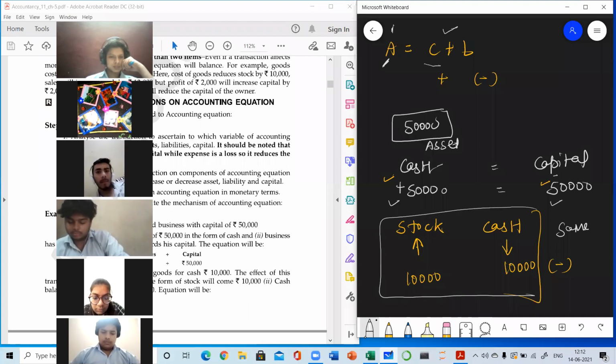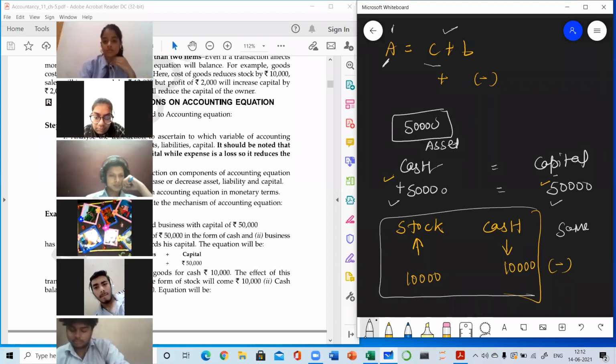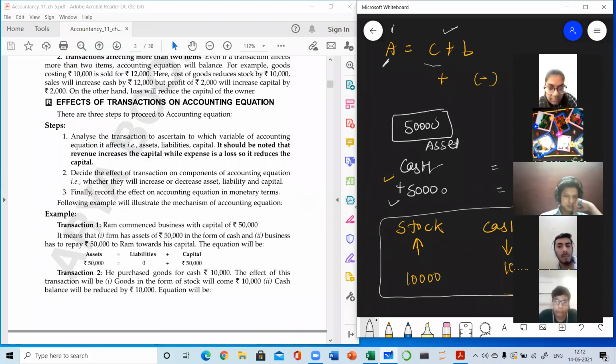If you have purchased goods in credit, credit means creditors. So you have to analyze what is the nature of creditor. Is it asset or liability? I'm giving you just 1 minute. Yes, very good. Very good, Navya. Just tell me the answer, Navya. I have unmuted you. Speak up, beta.